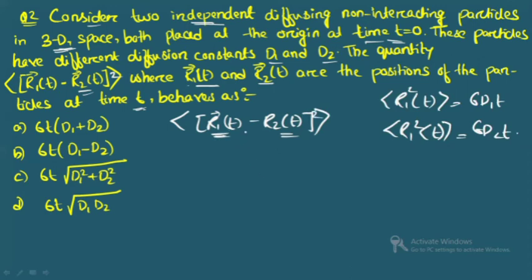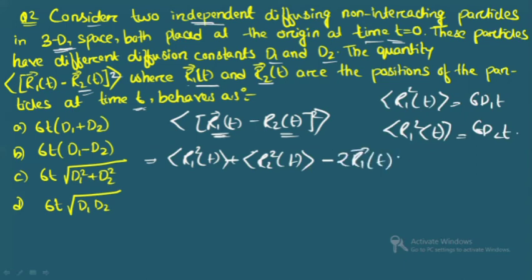So now this entire term, if you evaluate, you can write it as R1 square(t) plus R2 square(t) minus twice R1(t) R2(t). This is just the formula of (a minus b) whole square. Now when you do so, you have to put the average value symbol. Don't forget to give that.